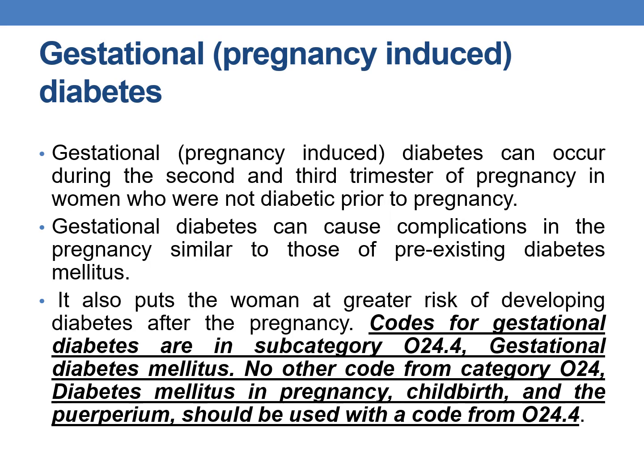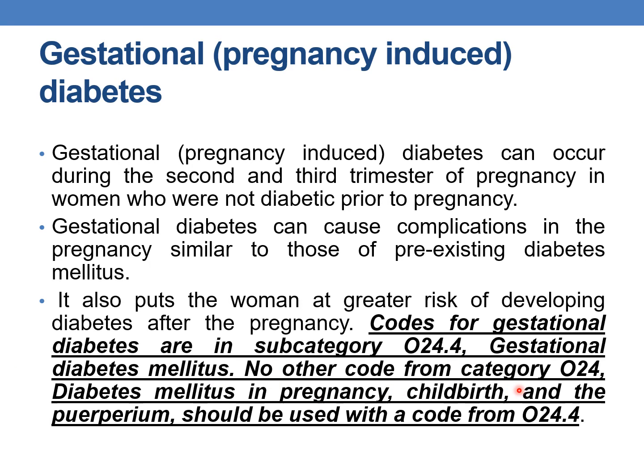Coming to gestational diabetes, that is nothing but pregnancy-induced diabetes mellitus. Gestational or pregnancy-induced diabetes mellitus can occur during the second and third trimester only. For that reason, there is no specification regarding the trimester of the pregnancy in women who are not diabetic prior to pregnancy. Gestational diabetes can cause complications in the pregnancy similar to those of pre-existing diabetes mellitus. It also puts the woman at greater risk of developing diabetes after the pregnancy, and the codes for gestational diabetes are in the subcategory O24.4, which is nothing but gestational diabetes.